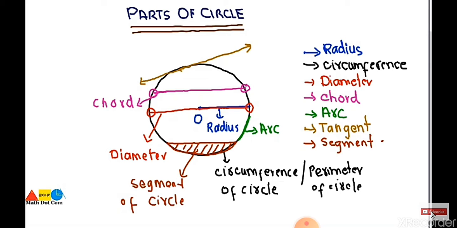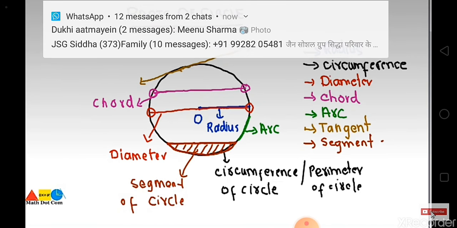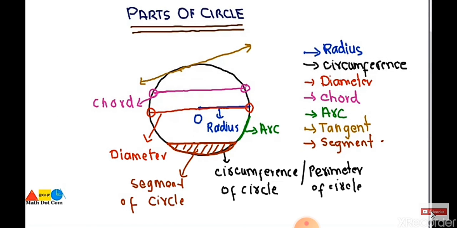Now let's see here that this is the chord and this is the arc, as we have already discussed the concept of chord and arc. The chord does not pass through the center of the circle, and the arc is any part of the circumference of the circle. So the part that is bounded by the chord and the arc on the circle is called the segment of the circle.